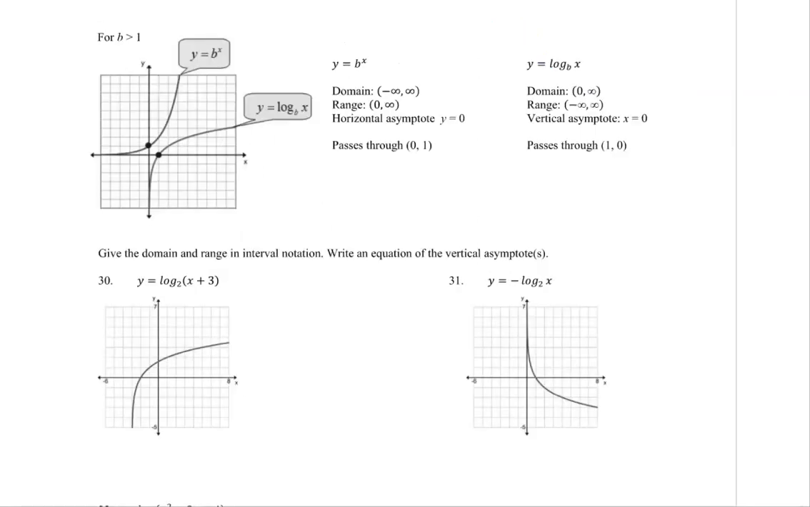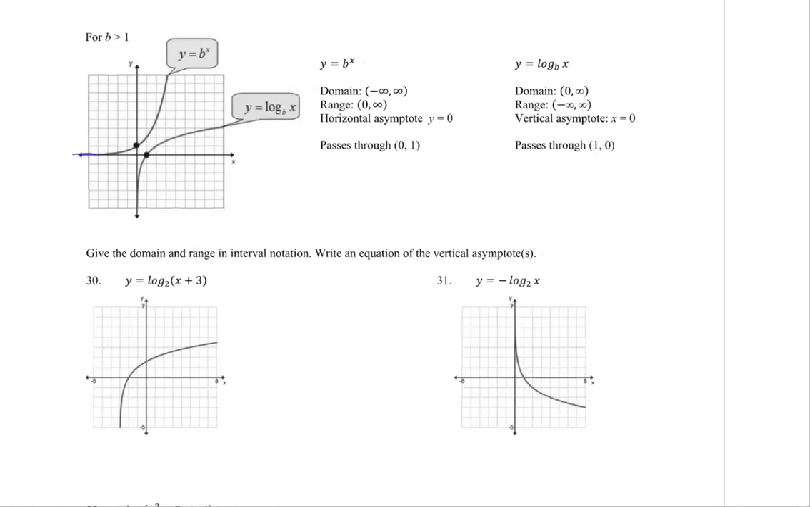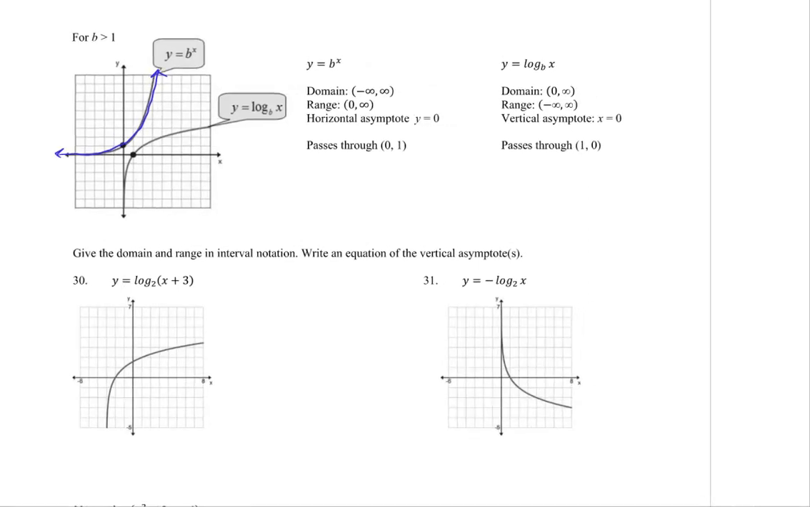At the top of this last page, we have a quick review of putting together exponential functions and logarithmic functions. Remember that these functions are inverses of each other, so their graphs are reflections of each other over the line y is equal to x. That also means that the domains and the ranges of these functions will switch. One function's domain will be the other function's range, and vice versa. Exponential functions have horizontal asymptotes, while logarithmic functions have vertical asymptotes.